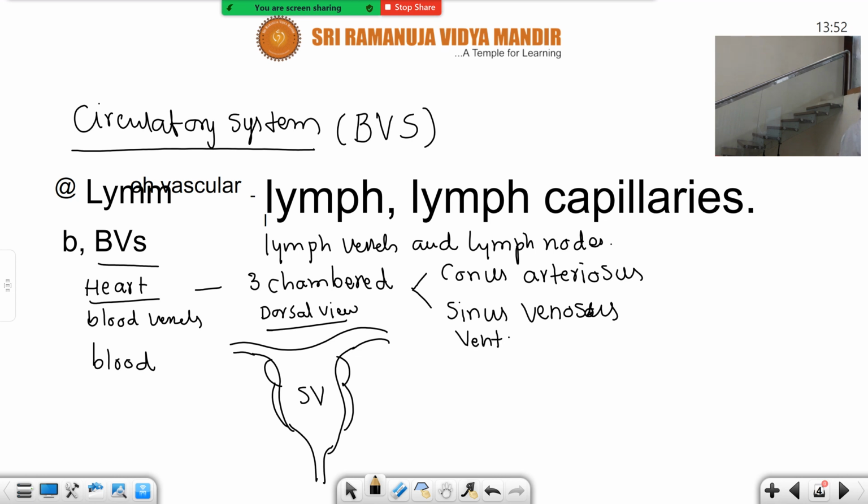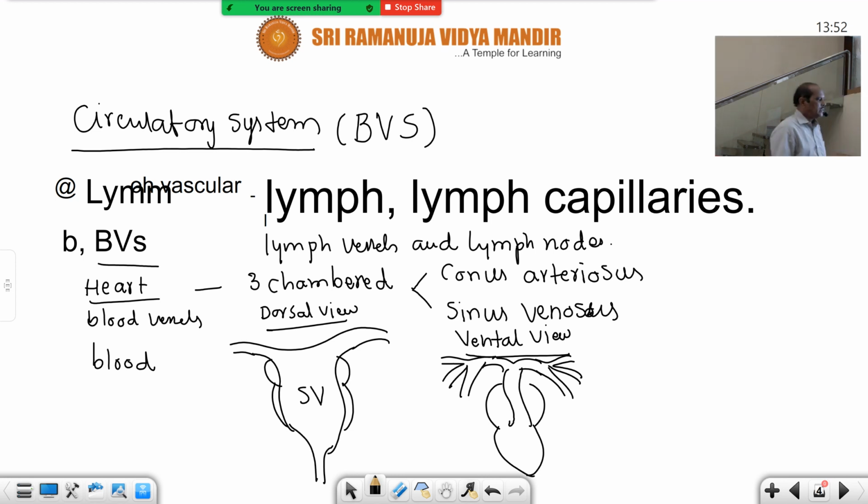To see the conus arteriosus, you should turn the heart towards the ventral side, means ventral view. So this is the heart, three chambers. These are the three-chambered heart. From the ventricle a tubular sac-like structure arises, which is divided into two branches. Each branch is again divided into three branches. This side also three branches arise from each branch. So this is sinus venosus and this trunk is conus arteriosus.